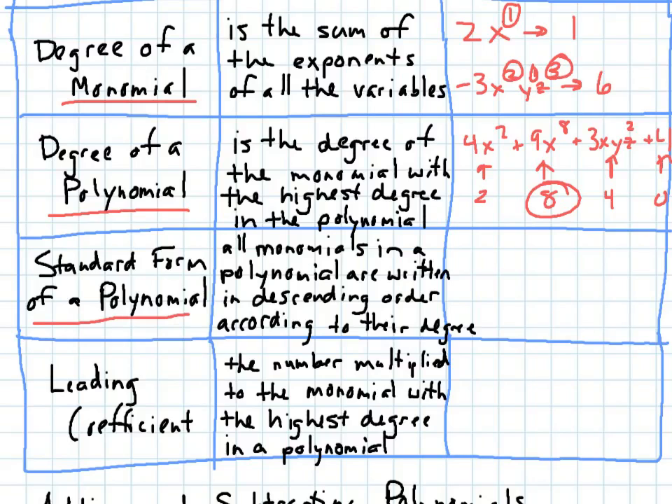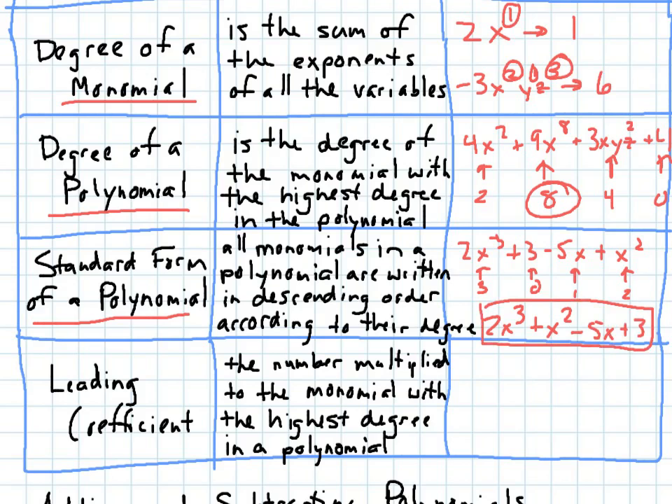Standard form is when all monomials in a polynomial are written in descending order according to their degree. So if I have 2x cubed plus 3 minus 5x plus x squared, then looking at these, this one's 3, this one's 0, this one's 1, and this one's 2. So I start with the highest degree, which is the 2x cubed, and then the next one, x squared, and the next one is negative 5x, and then plus 3. Okay, so that would be my standard form of a polynomial when I put it in order.